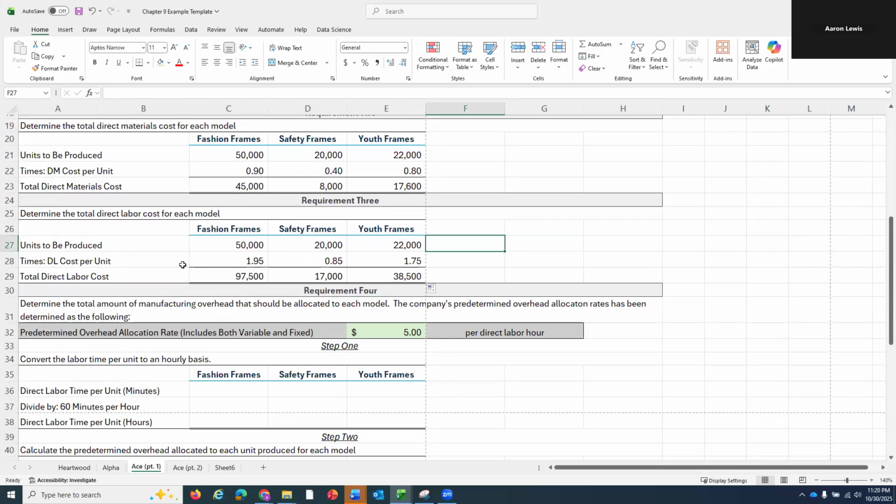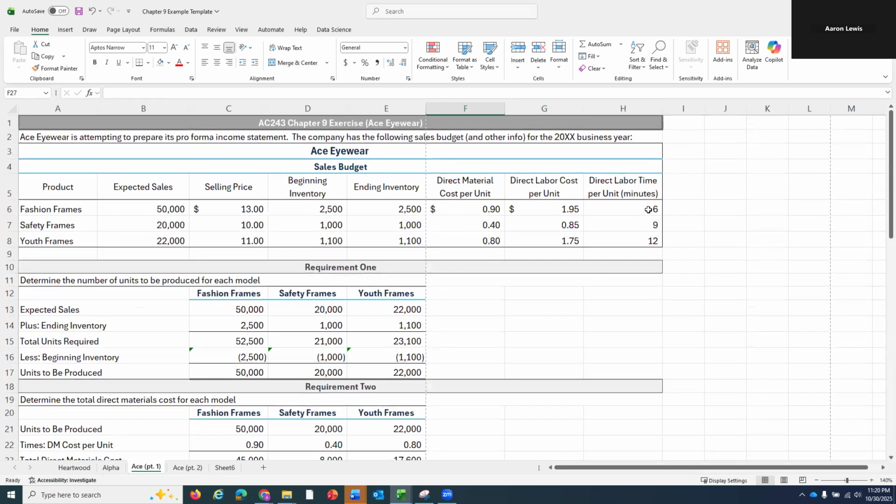And for overhead over here, what I'm going to do is I need to compare apples to apples. See, our allocation rate is in terms of per labor hour, but the production time given in here is in terms of minutes. So I got to convert one or the other. So I have either minutes to minutes or hours to hours. And I always think it's easier to convert minutes into hours. So let's figure out, instead of saying 6 minutes, 9 minutes, and 12 minutes respectively, what portion of an hour each model, fashion frames, safety frames, and youth frames is going to take.